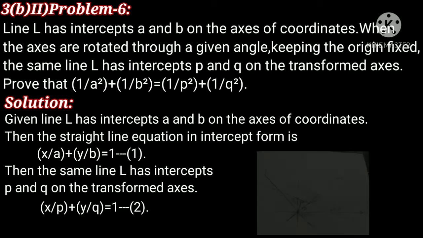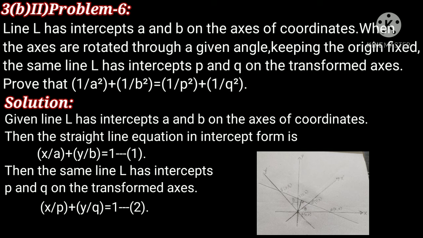All these statements can be drawn in the diagram as shown, and by using all these values we can understand that the perpendicular distances from the origin to the above equations are equal, because the line is not changed when the axes are rotated through an angle without changing the origin. Now we will find the perpendicular distance from the origin to line 1 and also the perpendicular distance from the line to the origin.